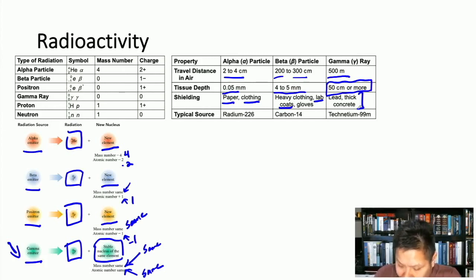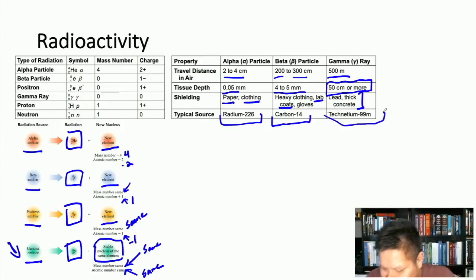And like I was saying before, these are usually radioactive isotopes, and I've already mentioned some before, but the typical source of an alpha particle is radium-226. A typical source of beta particles is carbon-14, and then a typical source of gamma rays is technetium.